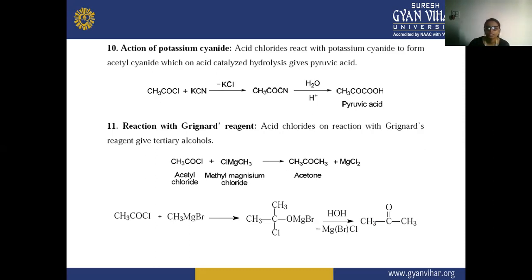So in this, you can see this is the acetyl chloride, and it is reacting with this potassium cyanide, and there is a formation of this acetyl cyanide, and on acid catalyzed hydrolysis, pyruvic acid is formed here.